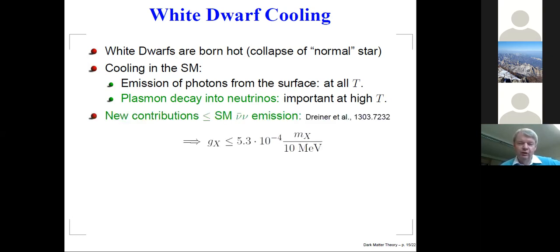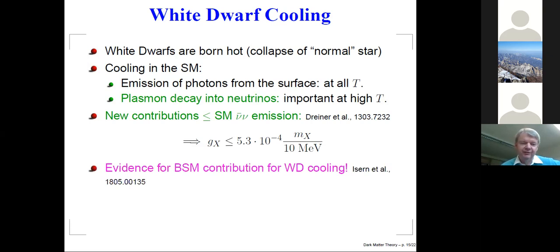Now, people have looked at it, my colleague Herbi Dreiner and friends some years ago, and they concluded from observations that any new contribution to white dwarf cooling should be not bigger than the standard model neutrino emission contribution. And that leads also to an upper bound on the coupling. You notice this is not so different from the value that we wanted for g-2. So that is a not insignificant constraint here.